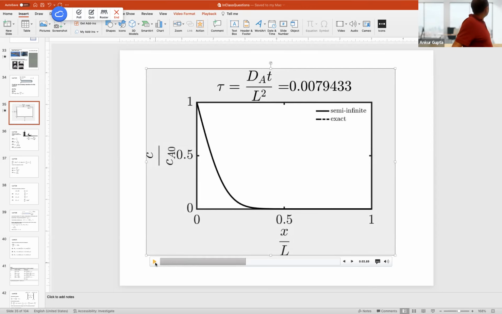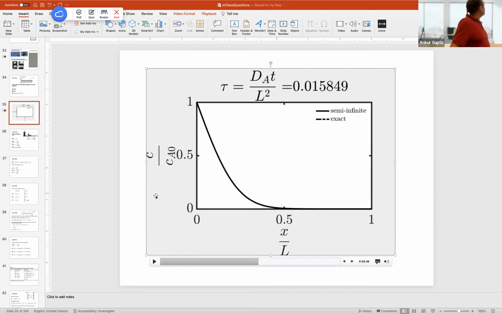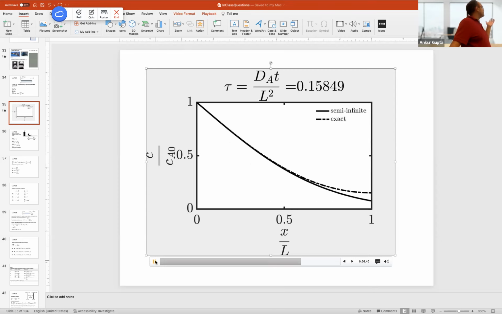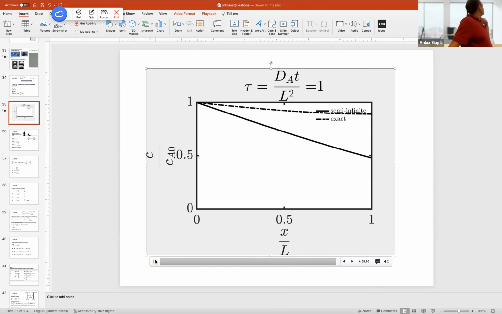You can see now I've reached this number to be almost 0.01. Let's keep going further. Almost here. You still cannot distinguish it. It's almost a perfect overlap. And the square root of this number is 0.1. So you can almost abuse this semi-infinite approximation even for a finite system, and it works really well. Once you start to go to really long times, you will see a deviation start to come up.